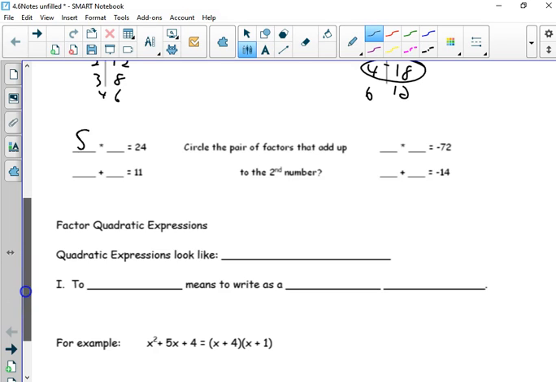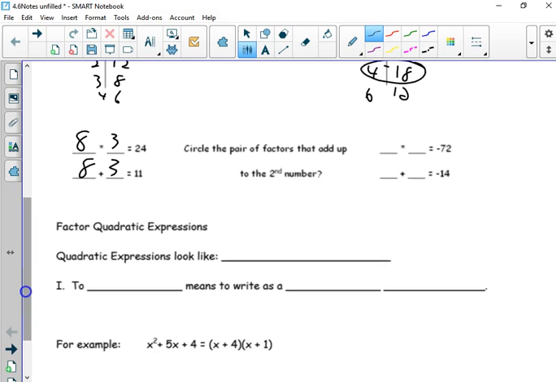So, 8 times 3 is 24. 8 plus 3 is 11. 4 times negative 18 is negative 72, and 4 plus negative 18 is negative 14. That's the skill you're looking for. You're looking for two numbers that multiply to give you one, and add or subtract to give the other.